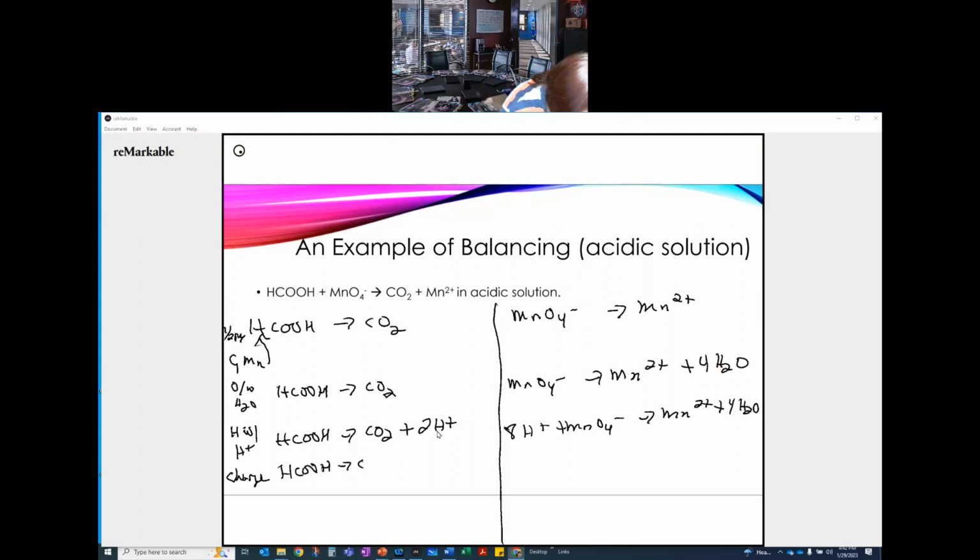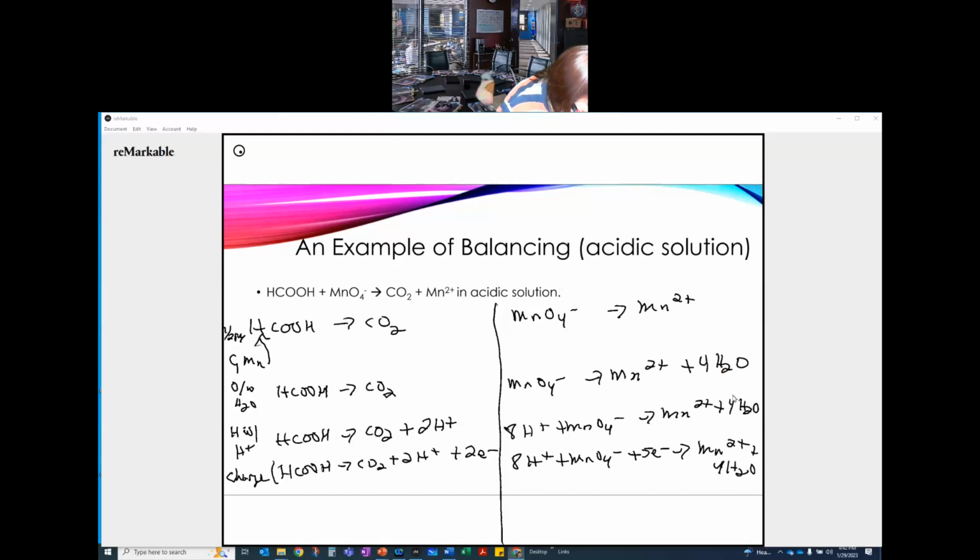HCOOH goes to CO2 plus 2H+ plus 2e-. And of course, we have an 8H+, subtract 1, that gives me a 7+. And then we have 2+ on the other side, so we need to add 5 electrons. So 8H+ plus MnO4- plus 5e- goes to Mn2+ plus 4H2O. I see that I have 5 electrons in the Mn and only 2 electrons in my carbon.